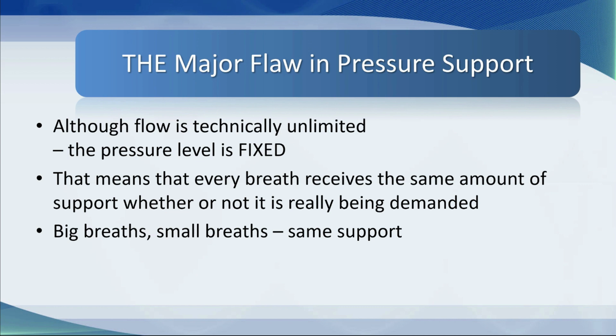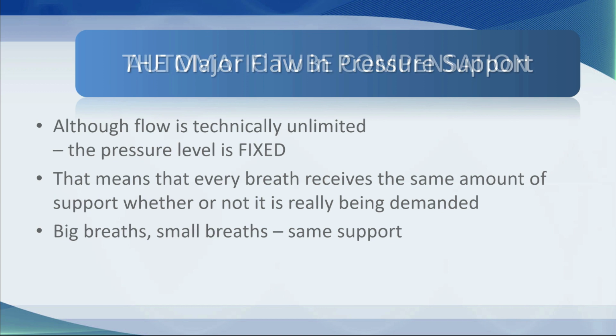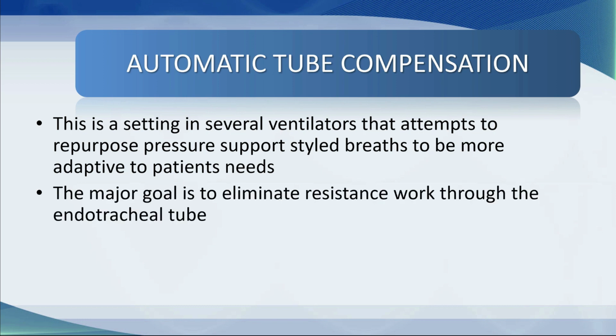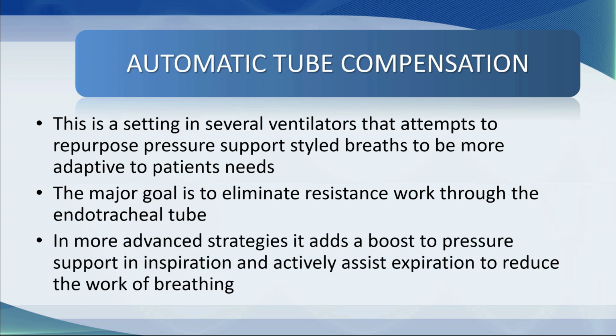Well, yes, there is an adjustment to pressure support that began appearing in ventilators in the early part of the 21st century, and that is known as automatic tube compensation. This is a setting on several ventilators, and the idea is that it repurposes pressure support style breaths to be more adaptive to patients' needs, and the major goal is to eliminate resistance work through the endotracheal tube. It is used in some ventilators in more advanced strategies to boost the pressure support in inspiration and actively assist expiration in order to reduce the overall work of breathing.